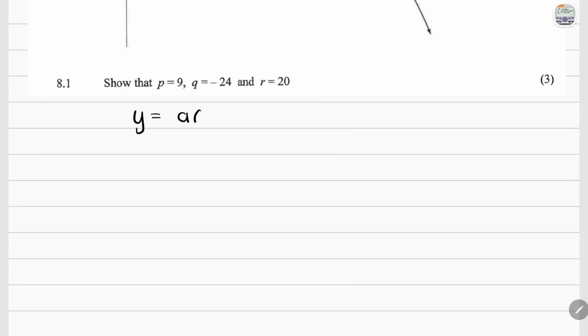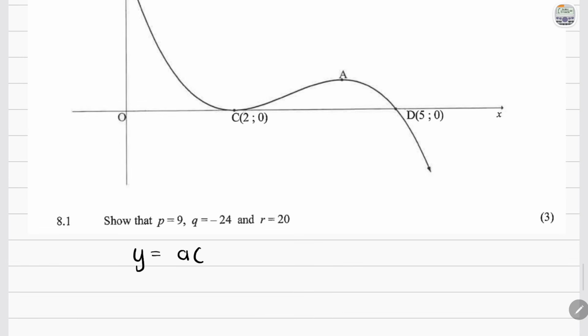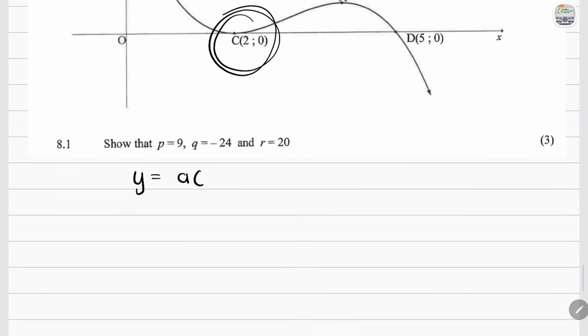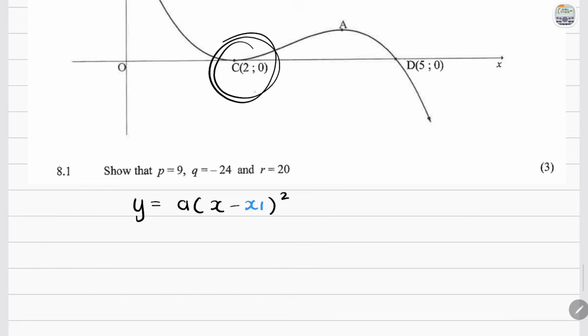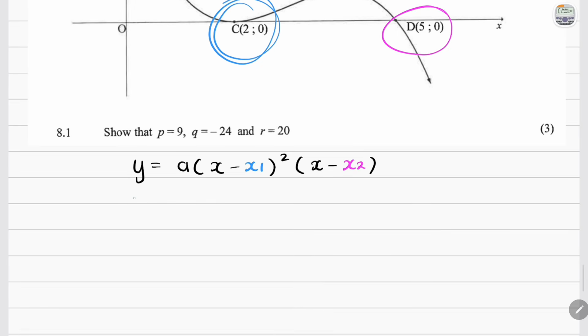You say a multiplied by, and this is just the x-intercept format of a cubic function. But now we have to take into account that this is the one where one turning point is also an x-intercept. This looks like this. We say x minus x1 all squared. Now, the one that gets squared is whichever x-intercept was also a turning point, and then multiply by x minus x2, and that will be the other x-intercept you have.